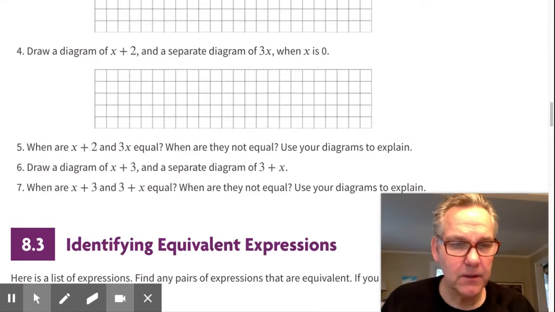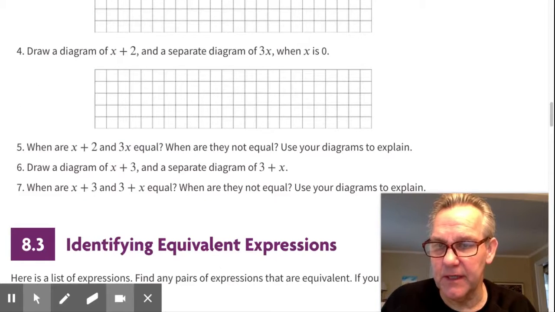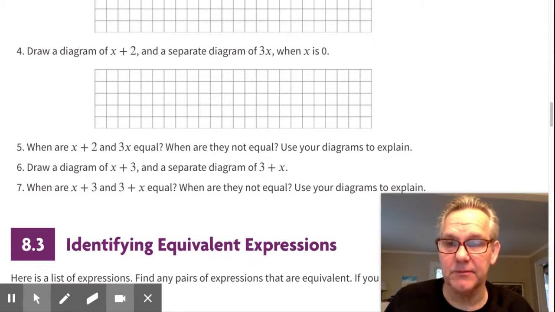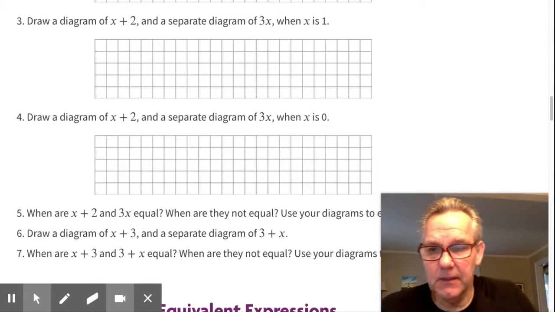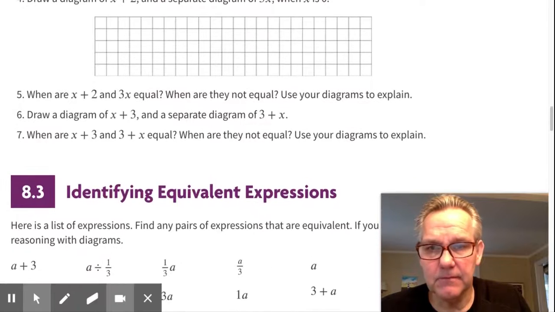So, okay, moving on to number 5. When are x plus 2 and 3x equal? And we talked about that a bit when we were doing them.